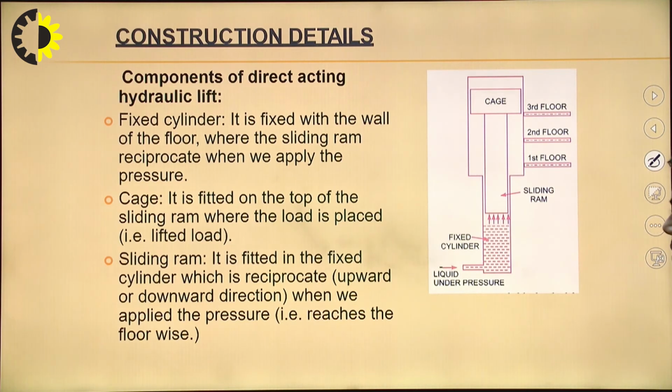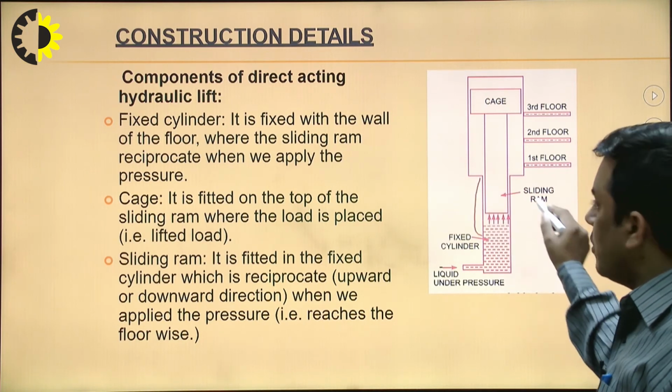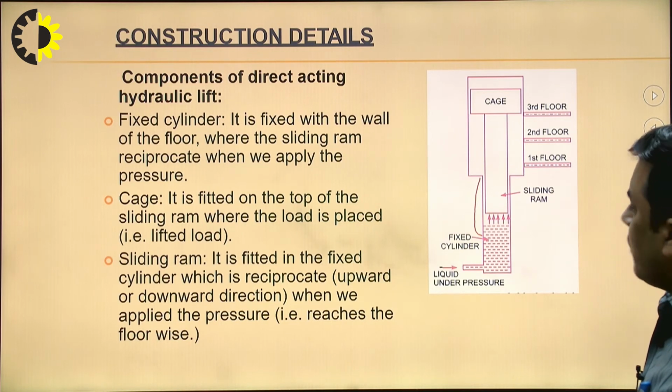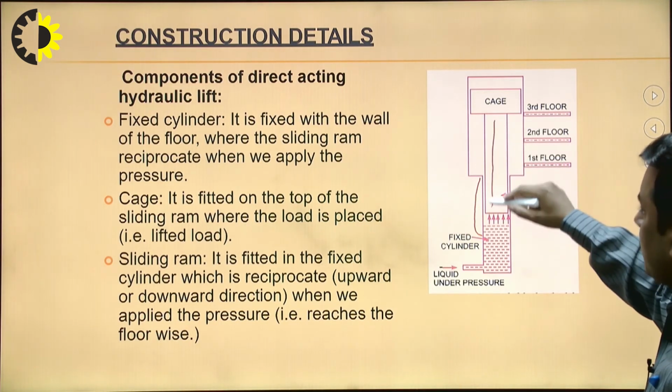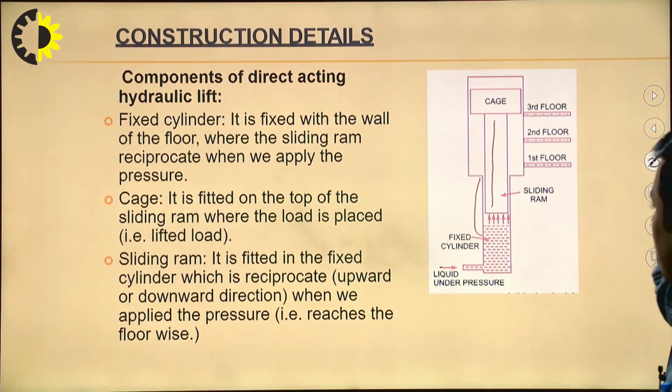So, here we can see with the diagram what it is: the fixed cylinder. This is the fixed cylinder. It is fixed with the wall of the floor, where the sliding ram reciprocates. This is the sliding ram. This is the cage where we can put the goods and passengers. These are the floors.